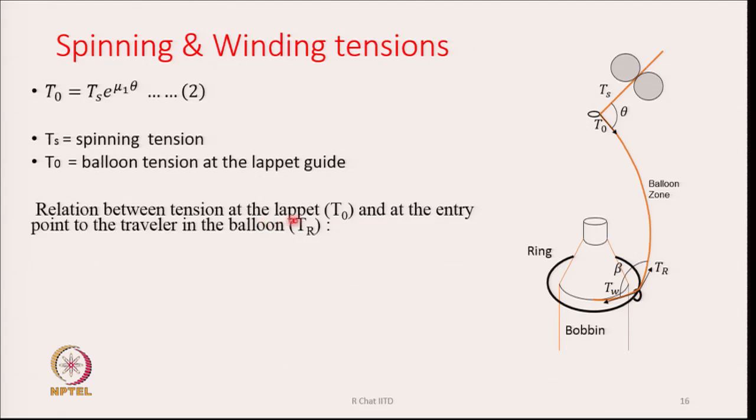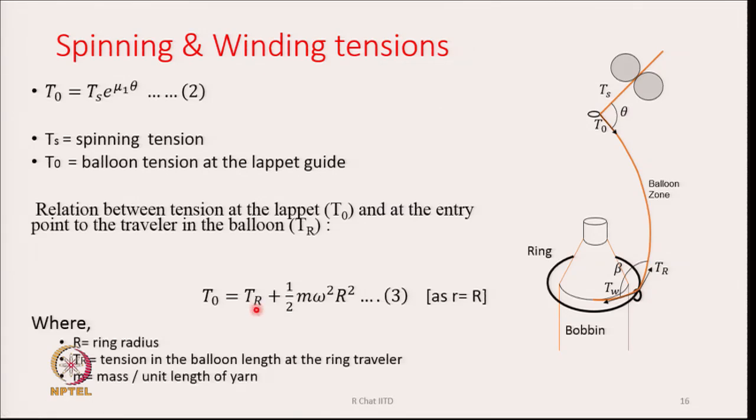Now the relation between the tension at the lappet T0 and at the entry point to the traveler in the balloon. How are T0 and Tr connected? That is connected by this equation. Tr is a point on the balloon, therefore Tr is T0 minus half m omega square r square. If we shift T0 to the left hand side and bring Tr to the right hand side, then T0 is Tr plus half m omega square r square.